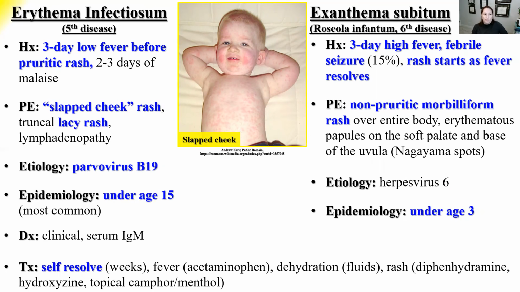A commonly tested board question for fifth disease is what's the causative agent, and that's going to be parvovirus B19. Both of these affect childhood populations more commonly, but fifth disease can go all the way up to 15 years of age, whereas exanthema subitum, sixth disease, usually stops at age 3. Both of these are clinical diagnoses. You can order a serum IgM if you're not sure. These will self-resolve within a couple of weeks. We treat our fever with the acetaminophen, our dehydration with the fluids, our rash with the antihistamines, diphenhydramine, hydroxyzine, topical camphor, or menthol.